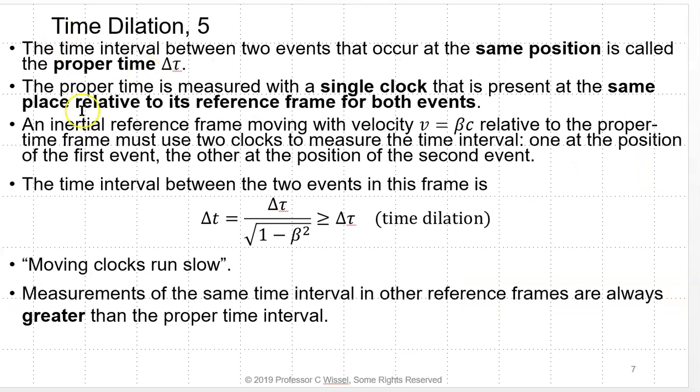The time interval between two events that occur at the same position is called the proper time, delta tau. The proper time is measured with a single clock that is present at the same place relative to its reference frame for both events. An inertial reference frame moving with velocity v equals beta c relative to the proper time frame must use two clocks to measure the same time interval, one at the position of the first event, the other at the position of the second event. The time interval between the two events in this frame is delta t equals delta tau divided by the square root of the quantity 1 minus beta squared. That's always greater than or equal to delta tau. This is time dilation. Moving clocks run slow. So measurements of the same time interval in other reference frames are always greater than the proper time interval.